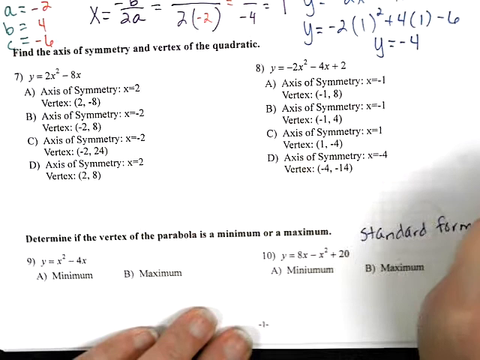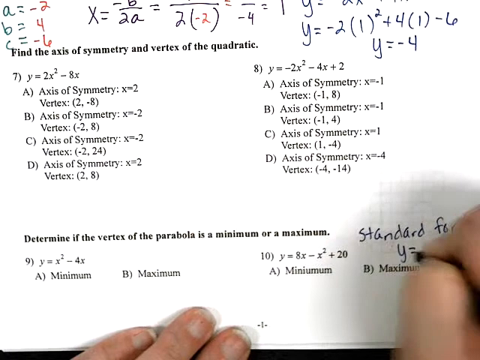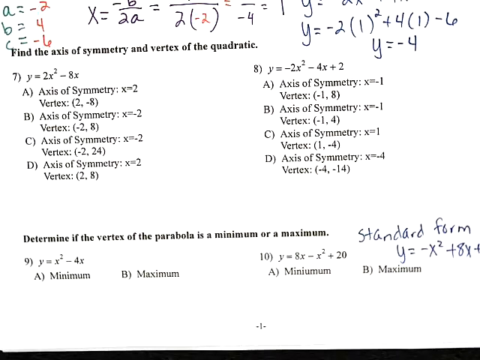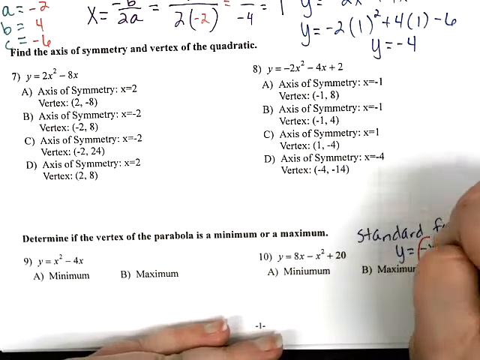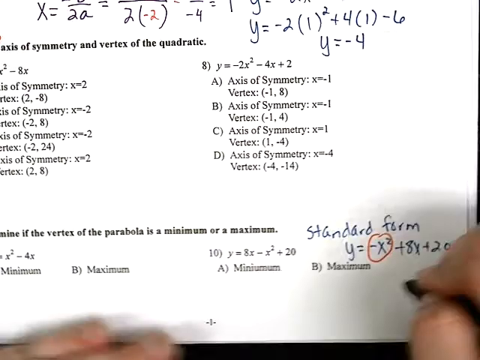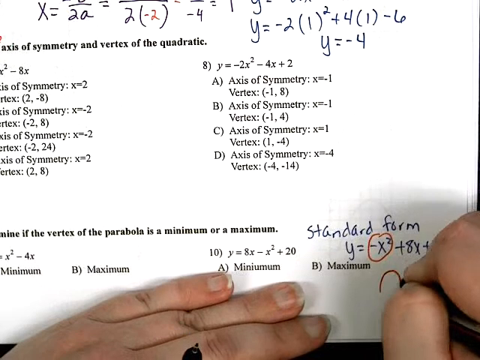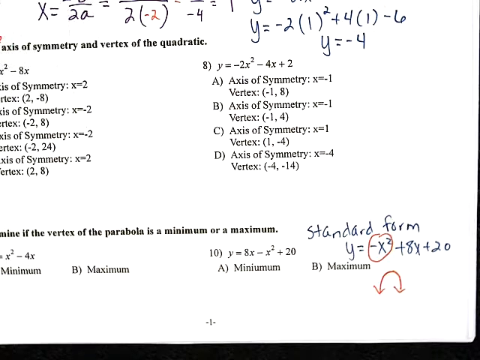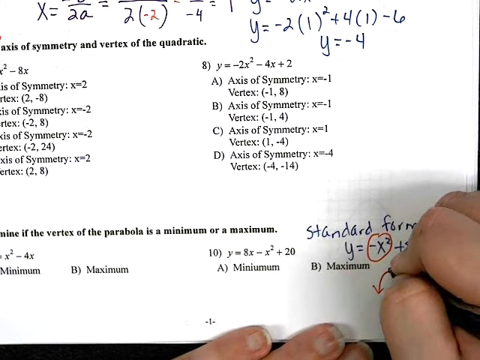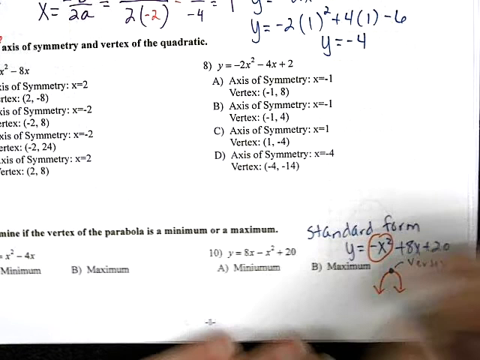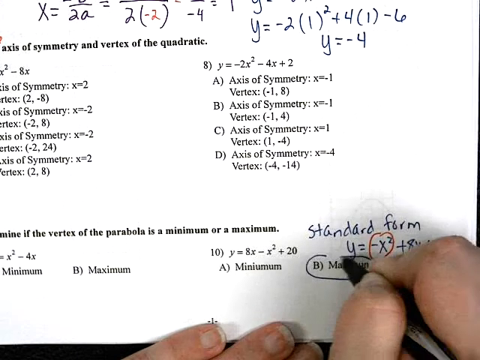So standard form for number 10 here would be y equals negative x squared plus 8x plus 20. And if I look at that, I have a negative x squared. So since my leading coefficient is negative, I know that my parabola opens down. So I'm going to draw a sketch of that. And I know that my vertex then must be right there.